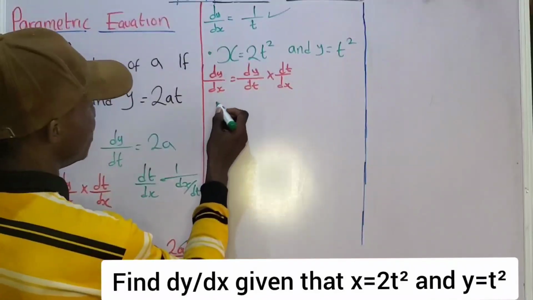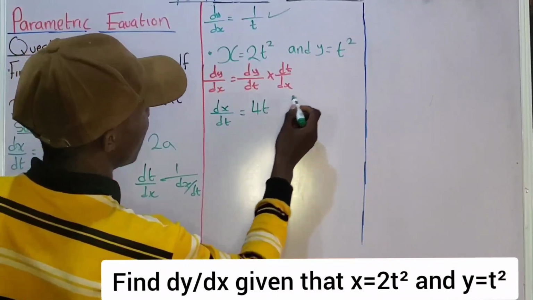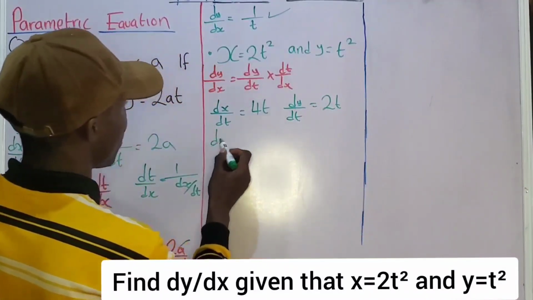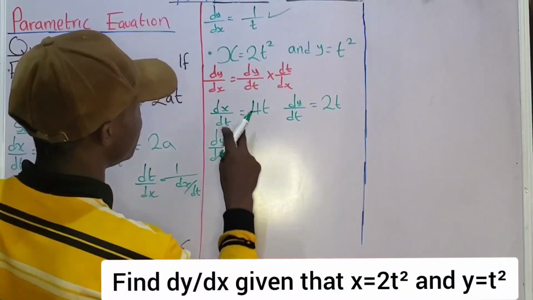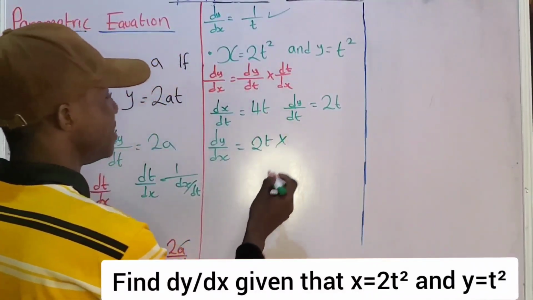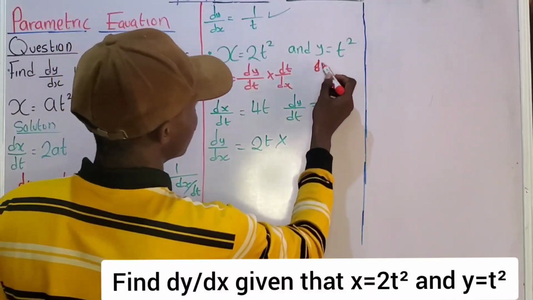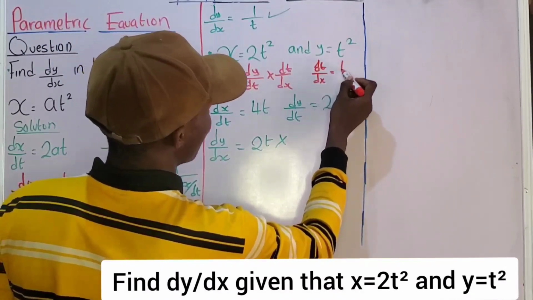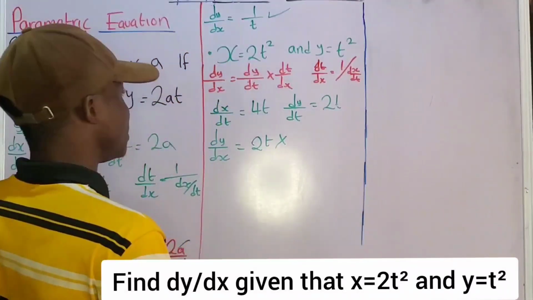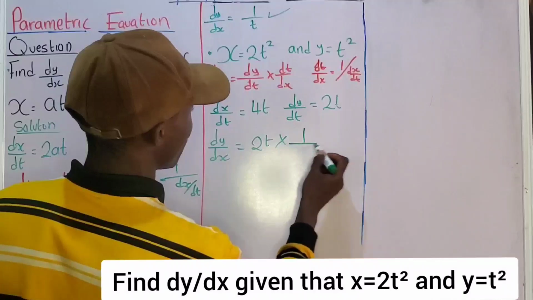So I'm going to have dx over dt is equal to 4t and dy over dt is equal to 2t. So dy over dx is equal to dy over dt, that is 2t, multiplied by dt over dx. dt over dx is what? Please pay attention. Don't forget that dt over dx is equal to 1 over dx over dt. And I've already gotten dx over dt as 4t. So dt over dx will be 1 over 4t.